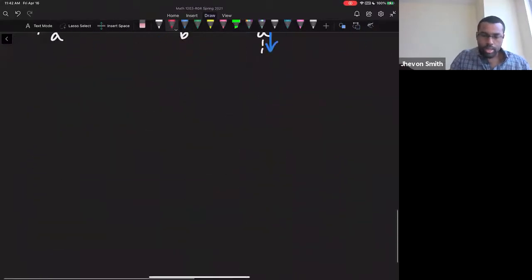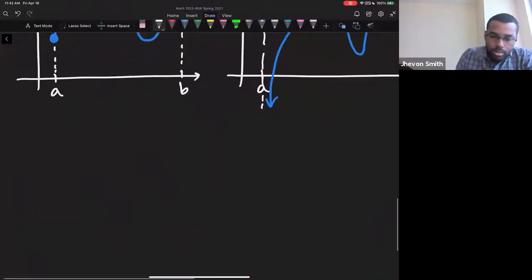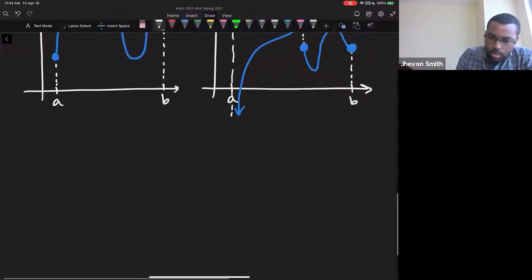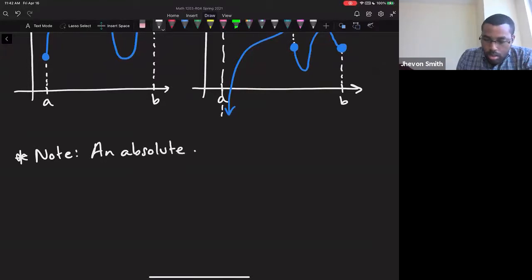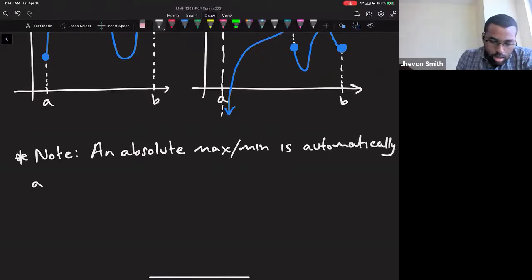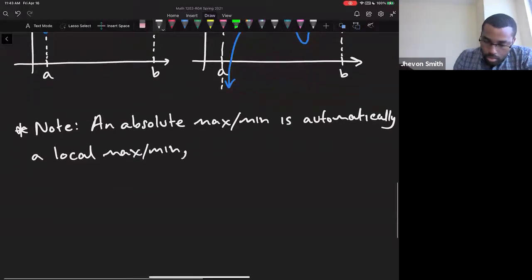In fact, I probably should make a note of that before I forget. Note, an absolute max or min is automatically a local max or min. But not the other way around, of course.